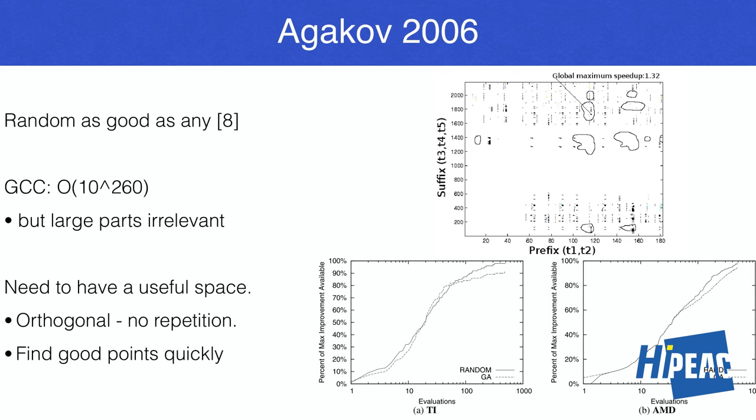If you look at other benchmarks, other settings such as GCC, you can have massive spaces there, maybe so huge, bigger than the number of atoms in the known universe. Wow, how do you solve that problem? Well, actually, large parts of the optimization space for GCC are irrelevant. You can just get rid of them. So a bit of intuition gets rid of lots of noise. So to work well, what we found out was you need to have useful optimization spaces where there's no repetition, unlike GCC, and you need to find good points quickly. You can't afford to go through 10 to the 260 points.